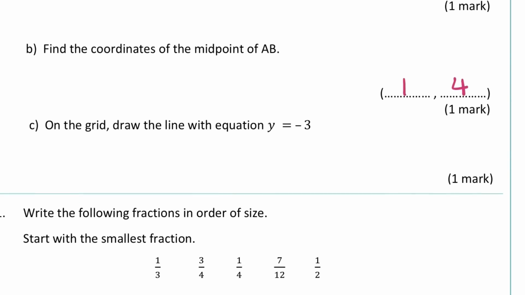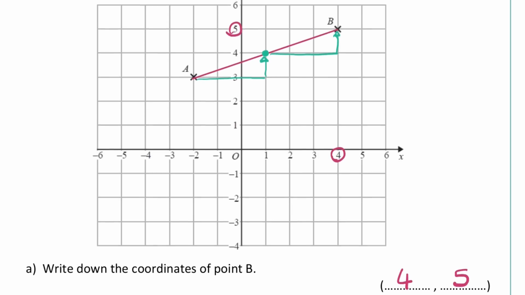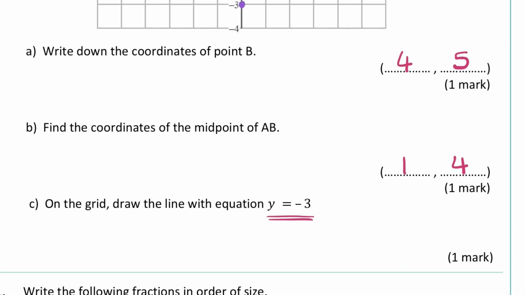Part C says, on the grid, draw the line with equation y is equal to -3. Now these equations here, they're not trying to trick you. Y equals -3. Well, look at the graph. Where is the point y equals -3? Well, it's on the y-axis and it's down here at -3. So all you have to do is draw a line through it. That's all it's asking you to do. Draw a line with equation where y is equal to -3.